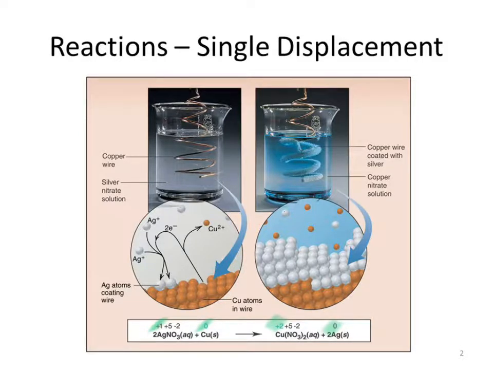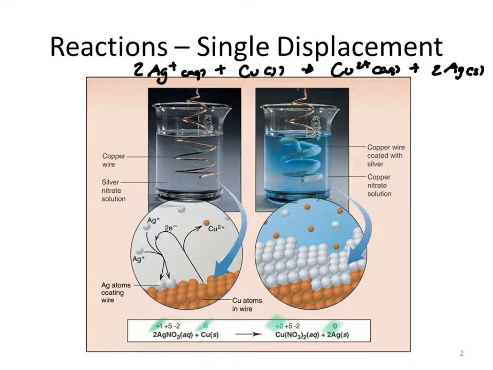If I were to write out my net ionic equation, I would get 2 silver ions plus my copper solid, giving me my copper ion plus 2 solid silvers. Now, we still have those 2's in front of the silvers because all of my charges have to equal out. And so I have a single displacement reaction.